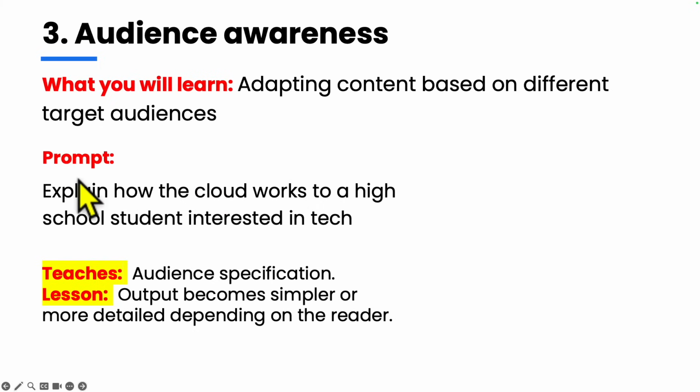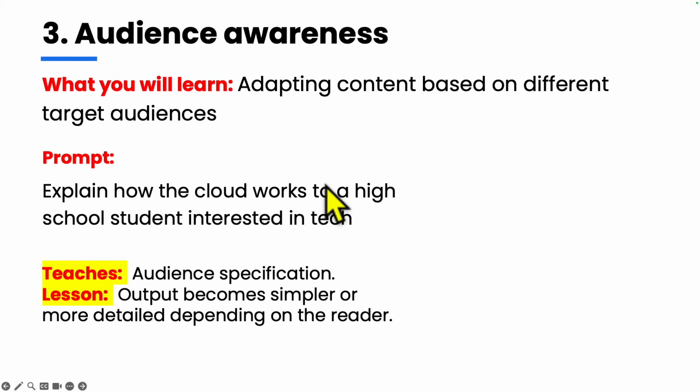So the prompt you're looking at here is: explain how the cloud works to a high school student interested in tech. That's what I mean by audience awareness. One, you're asking the model to explain how the cloud works. That is basic, and you can tell it is going to give you a lot of responses. But if you tweak it to say, explain it to a student who is interested in tech, but the student is a high school student, it is going to change the format in a simpler way a high school student can understand.